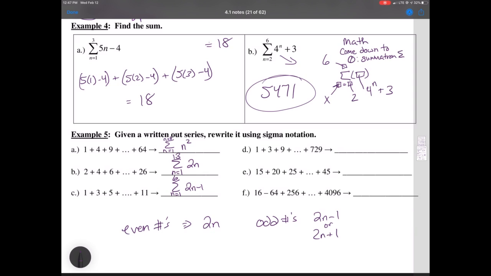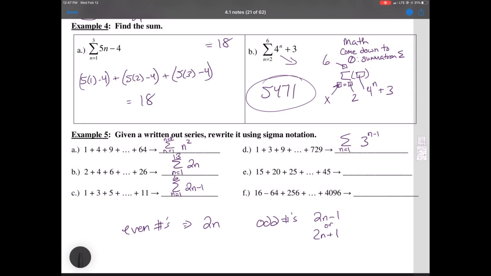All right, example D. So you have 1, 3, 9 up to 729. So look at what's happening. 1, 3, 9, these are not just odd numbers, but they're powers of 3. So if we look at it, 3 to the n minus 1, because we want our sigma notation to start at 1 if we can help it. We don't really want it to start at 0. We really want it to start at 1.